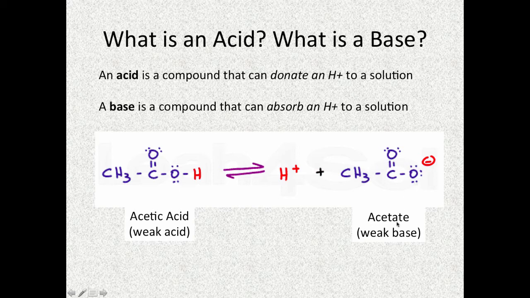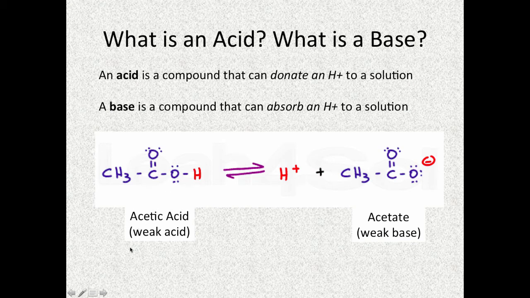Now, acetate is the form that acetic acid takes when it liberates that hydrogen ion into the solution. So it becomes negatively charged, and it also is a base at this point. Because if you notice, this symbol here in the middle of the equation means that this equation is reversible. So this process is reversible. So acetate can absorb, as a weak base, a hydrogen ion from solution and become acetic acid.